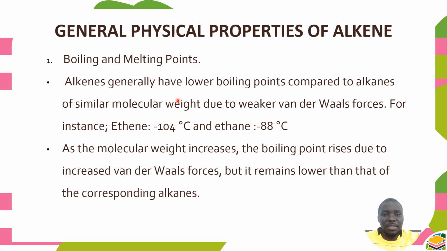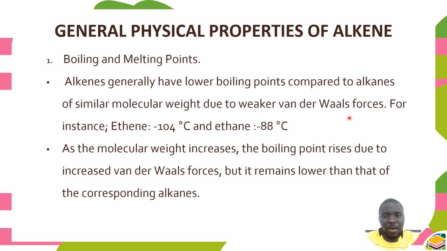So alkenes generally have low boiling points compared with alkenes of similar molecular weight. When we're talking about molecular weight, it means we're just looking at the same number of carbons. So what makes them have different boiling points despite having the same number of carbons? This is due to weak van der Waals forces.